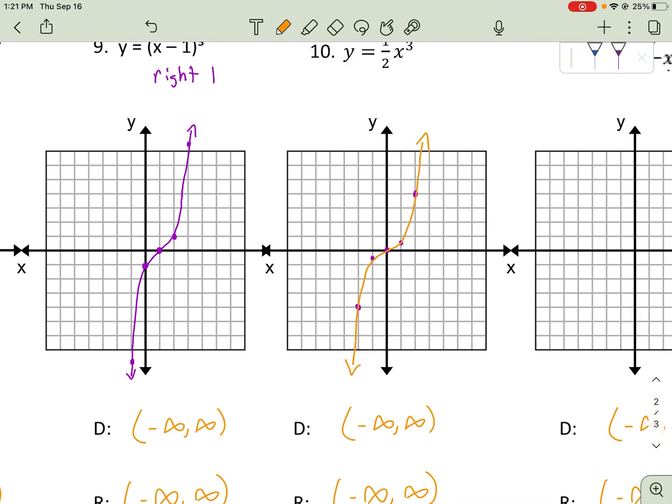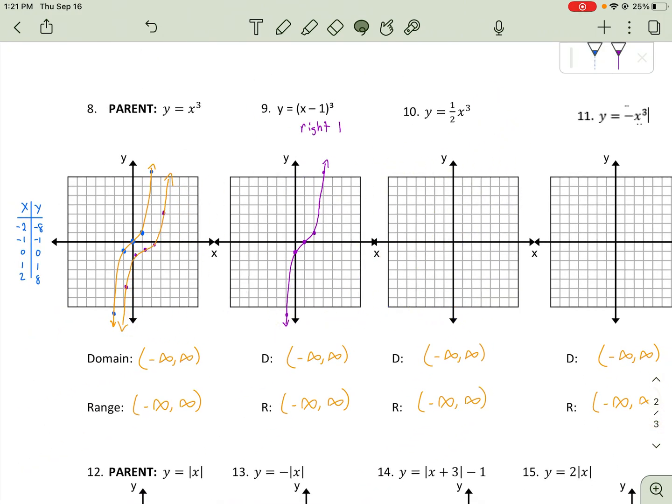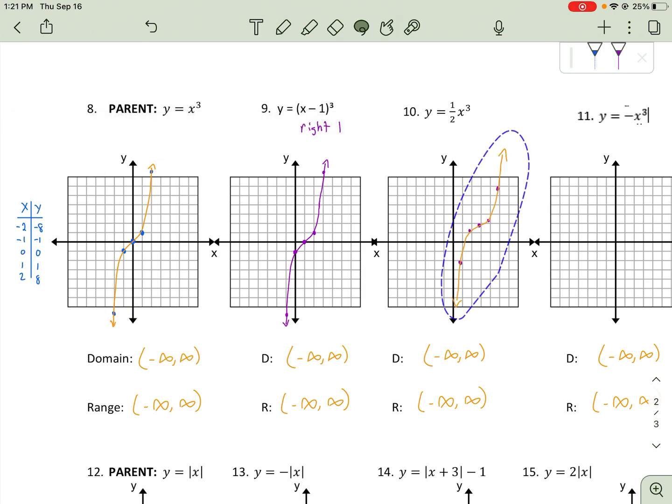Again, it's kind of hard to tell the difference between it and the parent function, but if I move this over, oops, the parent function is way over there. Hold on a second. There we go. So you can kind of see how it's skinnier. See how it's actually like below it? So that's what we're going for there.